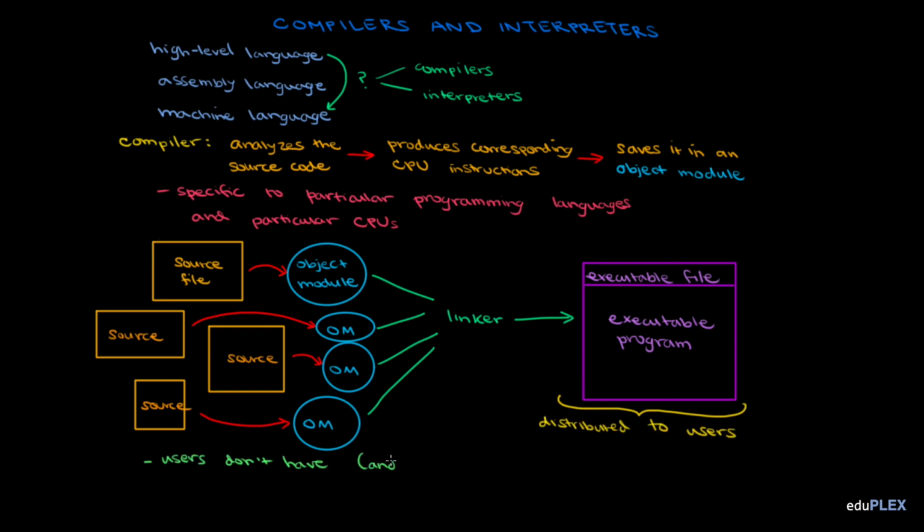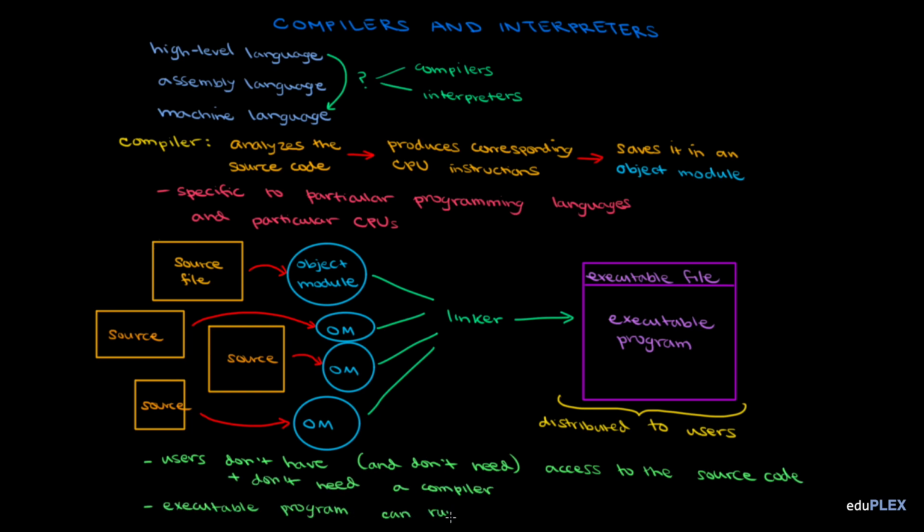The users don't have and don't need access to the source code. They don't even need to have their own compiler. The executable program can run on its own with a particular operating system. That's why you might see some programs have options to download for Windows and to download for Mac, since they'll give you the right executable file for your operating system.